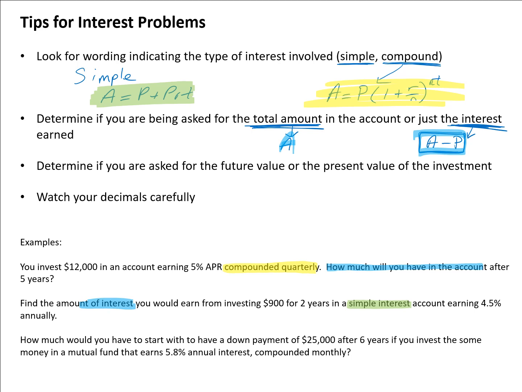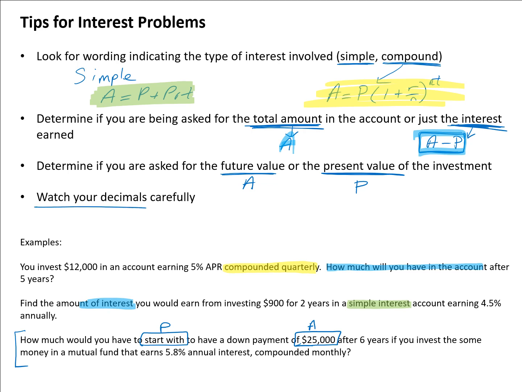My third tip would be to be careful about whether you're being asked to find a future value or a present value, because you will use a slightly different format of the compound interest formula. Future value is when you're calculating A, and present value is when you're calculating P. So watch out for that. And in fact, in this third example, notice it says how much do you have to start with, so that means you're finding P, given that you want to have a down payment, a future value, A, of 25,000. So being careful about what you're trying to find is also really important.